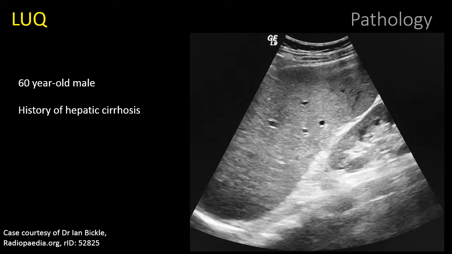This is another case where you can look at the relative sizes of organs. So this is a 60-year-old male. He has hepatic cirrhosis that's known. And when you take a look in his left upper quadrant, you can see that his spleen is significantly enlarged, which suggests that he has some portal hypertension because the splenic vein enters the portal system.